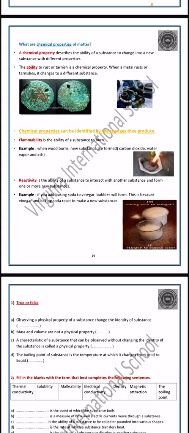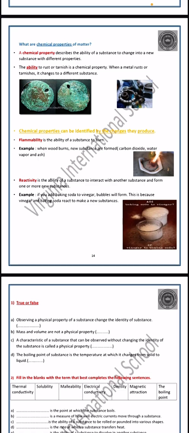So let's take some examples about the chemical properties. It's flammability. What's flammability? It's the ability of the substance to burn. Like I said, when you burn wood, or when you burn any substance, it's changed totally into another substance. Also reactivity. Reactivity is the ability of the substance to react with another substance. So if this substance reacts with another one, they will totally produce another substance. So we will lose all the identity of the original substance.